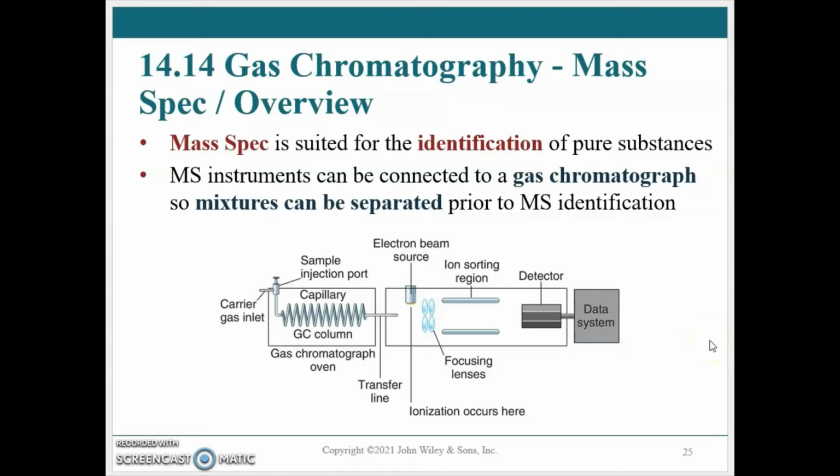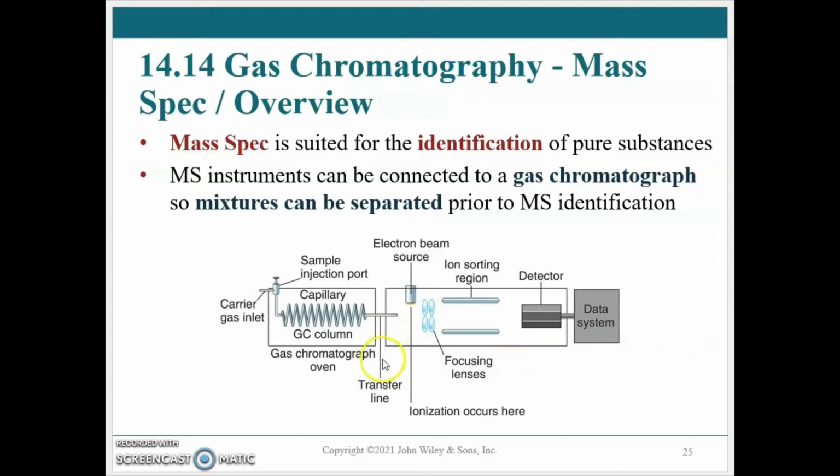Now, if you had a pure material, you could put it on a probe and insert that probe directly into a mass spectrometer so that it's positioned in front of the electron source. But typically, the samples that we want to look at are not pure materials. And if we put a mixture directly into the mass spectrometer, then we'll end up with a spectrum that represents the mixture, and that would be very difficult to interpret.